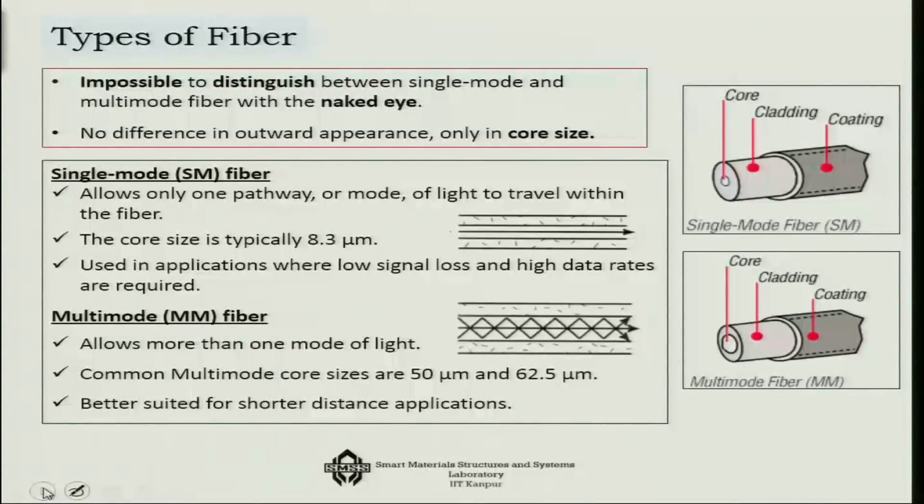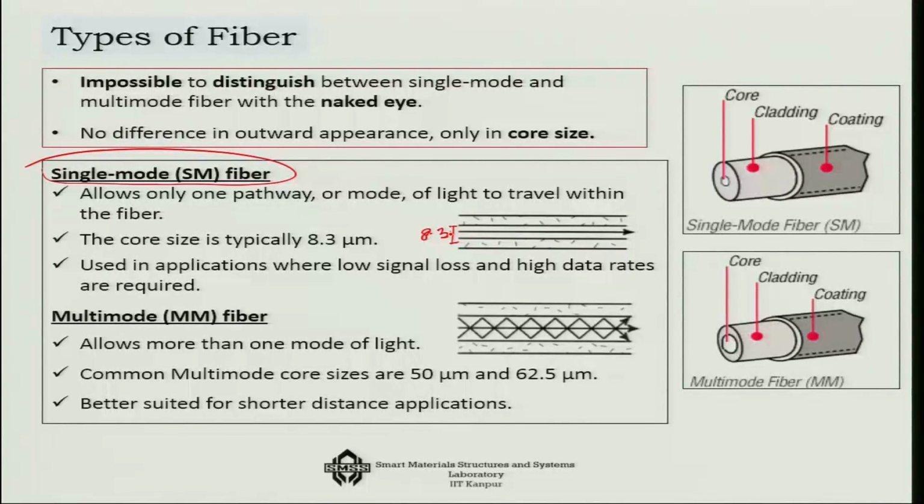Now there are two different types of optical fibers, which you may not be able to distinguish with the naked eye, but if you look with the help of a magnifying glass, you will see the difference. In one case, it is a single mode, SM, fiber. This allows only one pathway or mode of light to travel within the fiber. The core size here is typically about 8.3 micron meter.